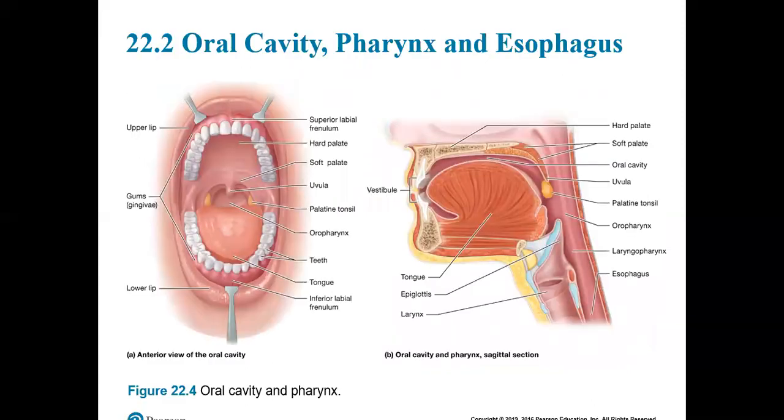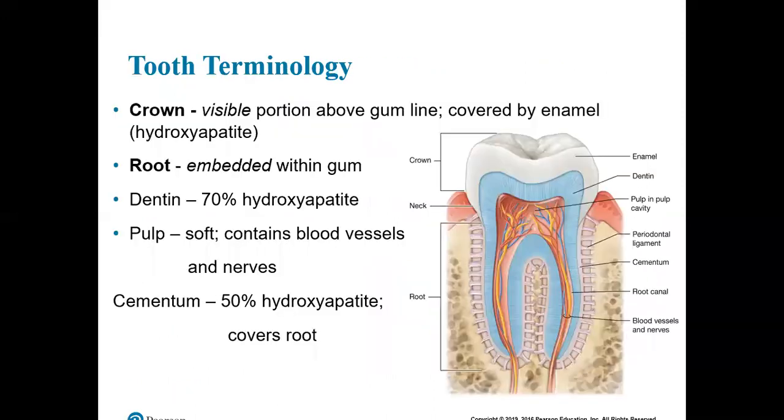Now, section 2, we'll briefly look at the mouth and pharynx and esophagus a little bit. Just a few terminologies associated with the teeth. We'll look at just briefly some of the terms. These are just some vocabulary words you should be familiar with.